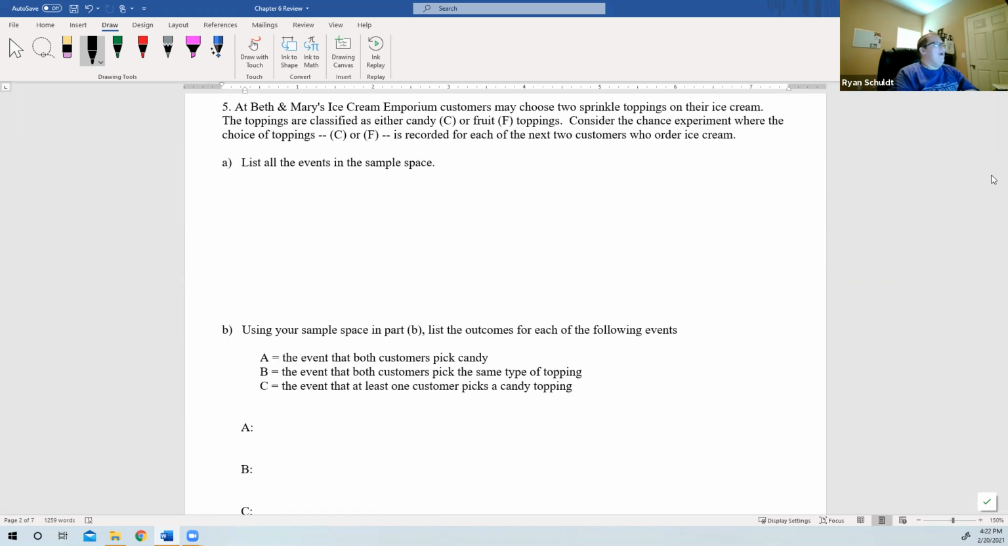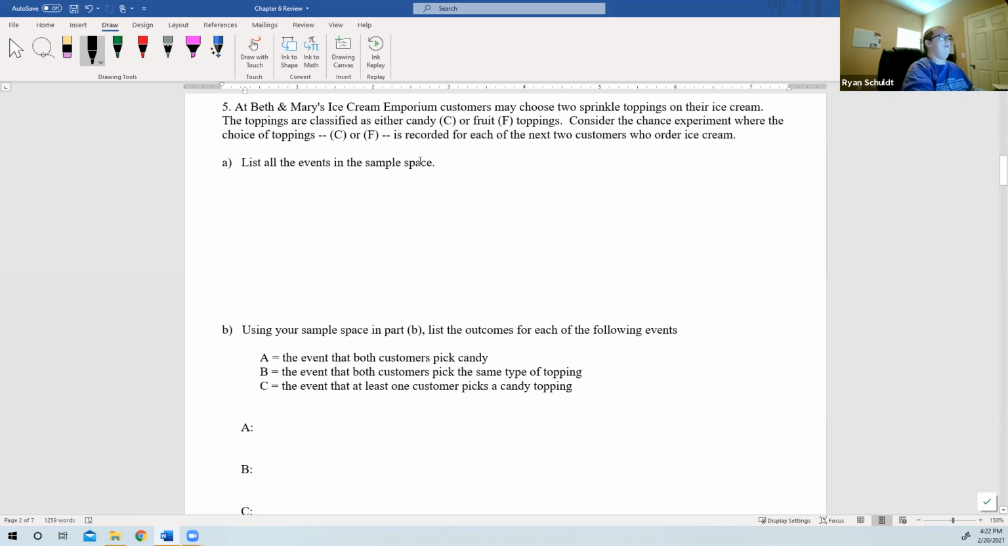At Beth and Mary's Ice Cream Emporium, customers may choose 2 sprinkled toppings on their ice cream. The toppings are classified as either candy or fruit. Consider the chance experiment where the choice of toppings, candy or fruit, is recorded for each of the next 2 customers. List all the events in the sample space.